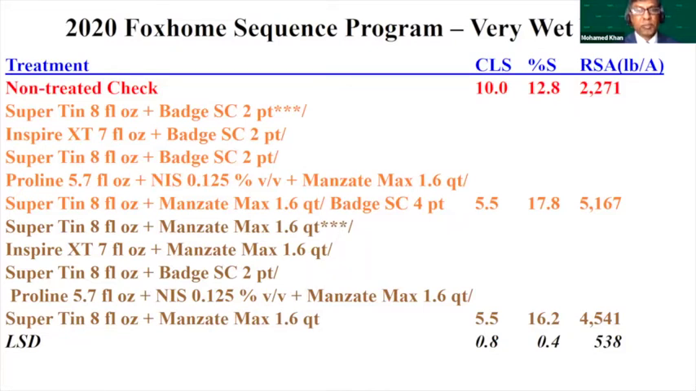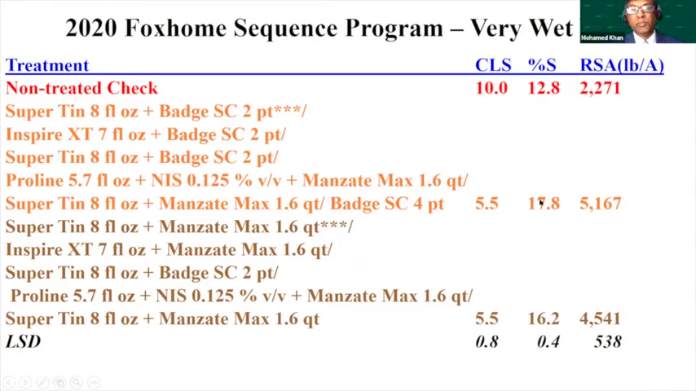As soon as the rows were closed. Even if we did that, it didn't matter, because by the end of the season, these fives also became 10, just like the non-treated check. The sugar remained fairly good for these here, between about 15 to 17.8%. But look what leaf spot can do.